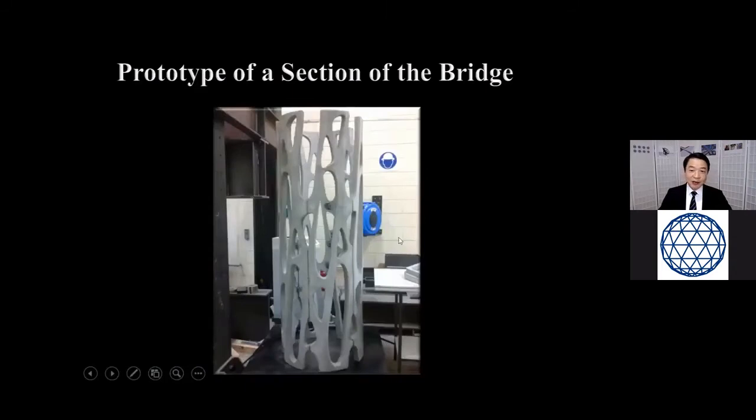This is a 1-to-4 scale prototype of a section of the bridge I just showed you. So 6 identical pieces we can cast in the lab and connect them through bolts and nuts.